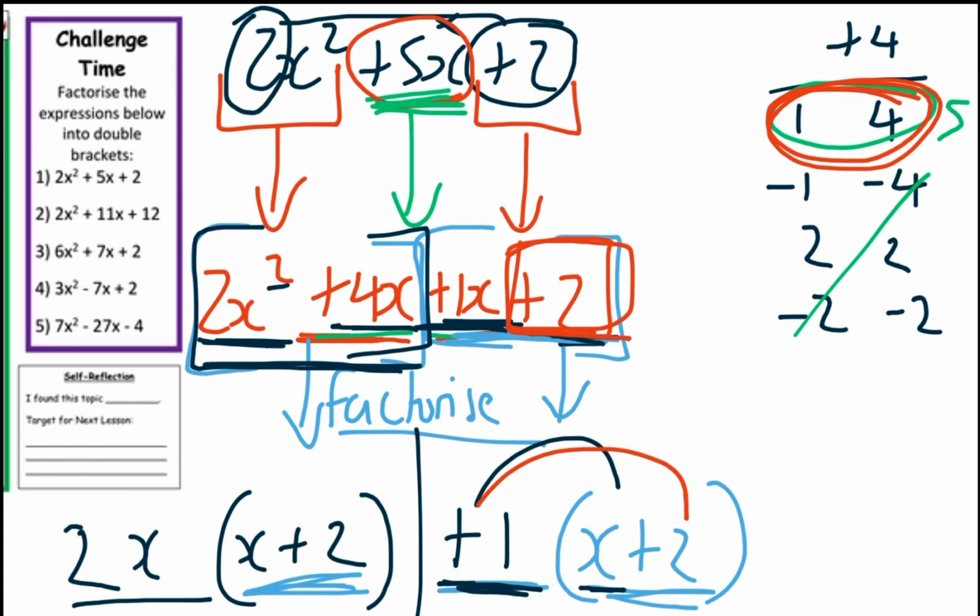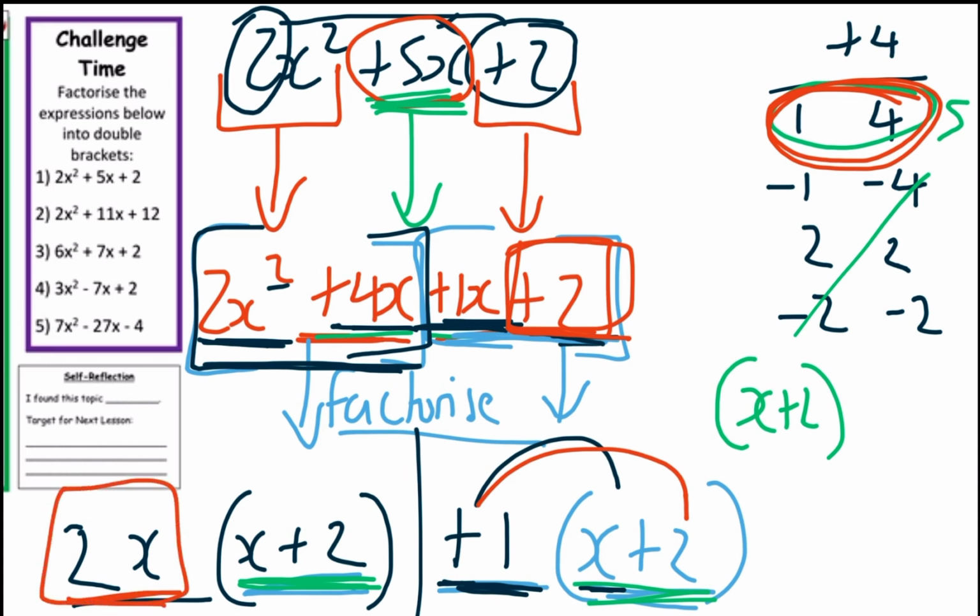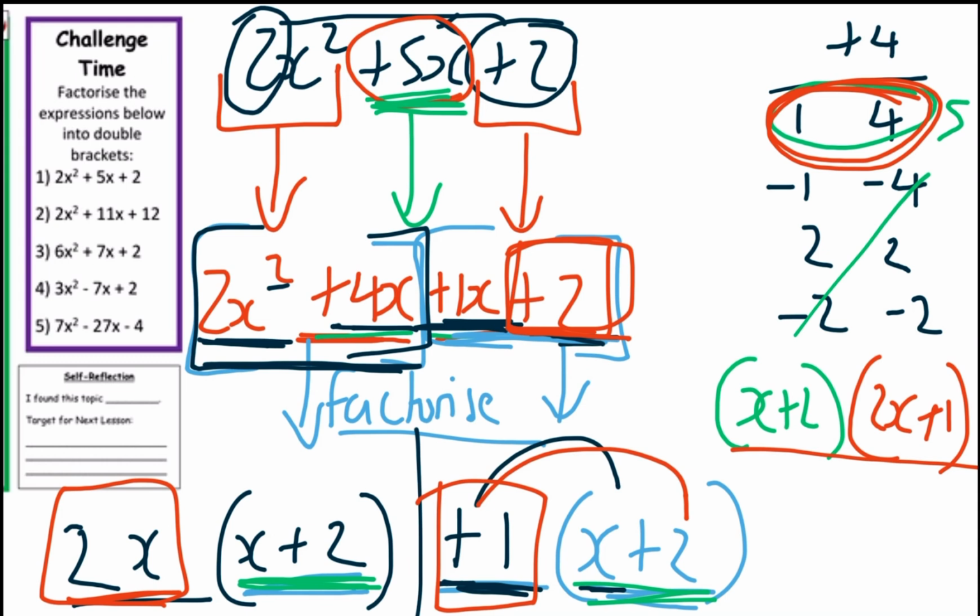So how do we now factorize it? The final step. Because both brackets have got x plus 2, that is one of your factors. That's one of your factorizing brackets. Look what's on the outside. You have a 2x on the outside and you have a +1. Guess what you do with the outside? You put it in the next bracket in order. So 2x, then the +1, and that has now been factorized.